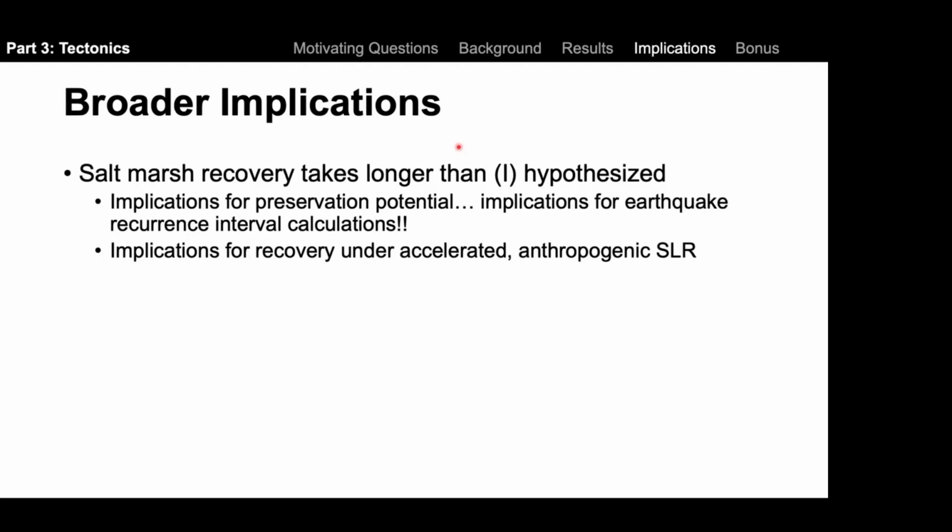And that means that if an earthquake happened more frequently than 200 years, then it probably wouldn't have been recorded in the stratigraphy. And so that's a problem because we use the stratigraphy to calculate our recurrence intervals. And so if we're not doing that accurately, then that might mean that our recurrence intervals are not fast enough.